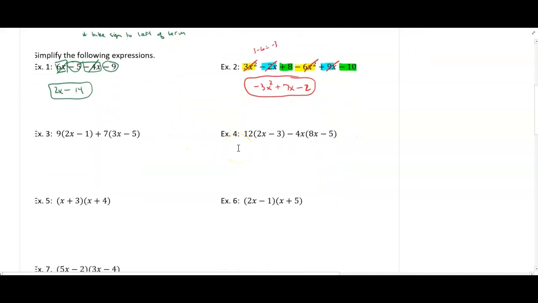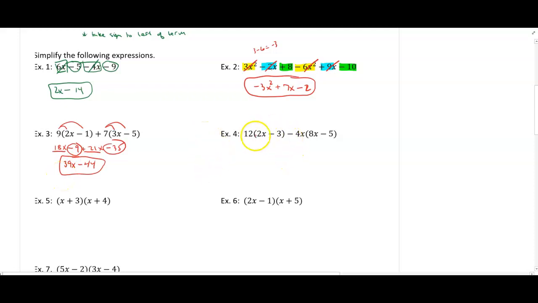Now, example 3. Before I can do anything here, the first thing I have to do is distribute, right? So I'm going to distribute the 9 here. 9 times 2x is 18x. 9 times negative 1 is minus 9. 7 times 3x is plus 21x. 7 times negative 5 is minus 35. If I look, 18x plus 21x is going to give me 39x. And negative 9 minus 35 will give me minus 44. And I am done.